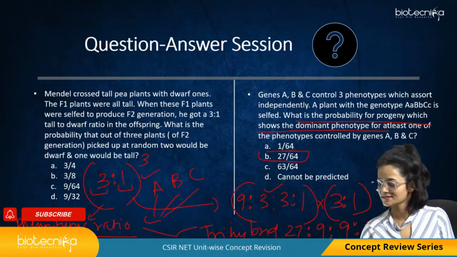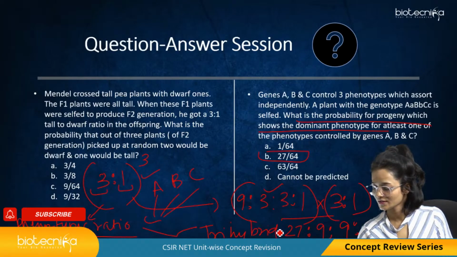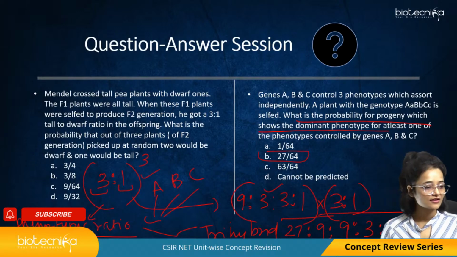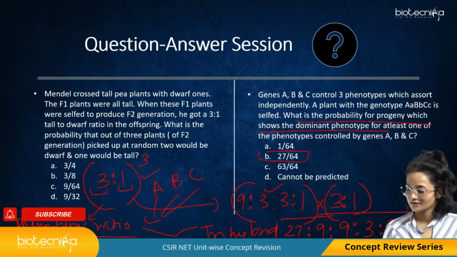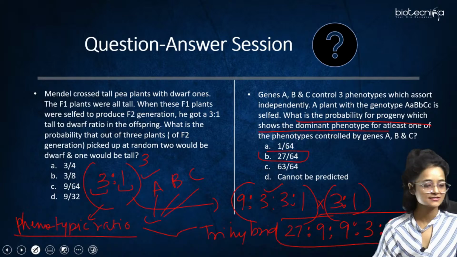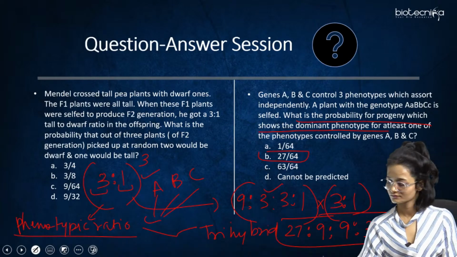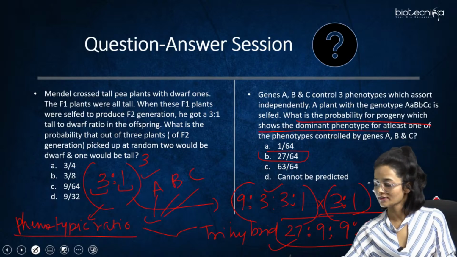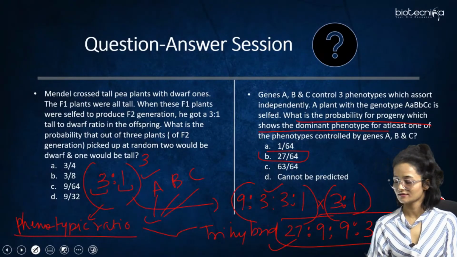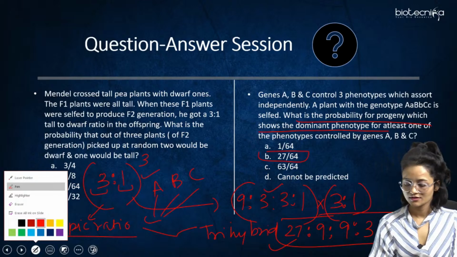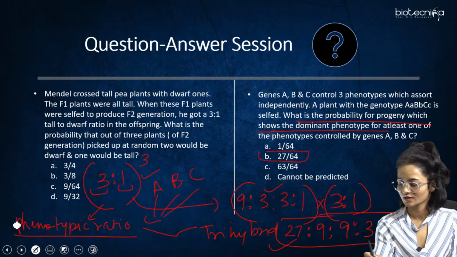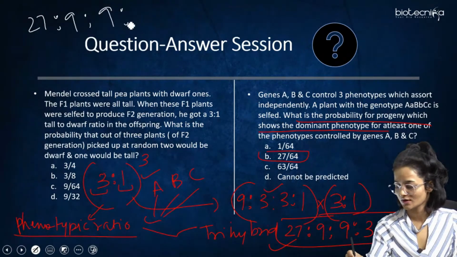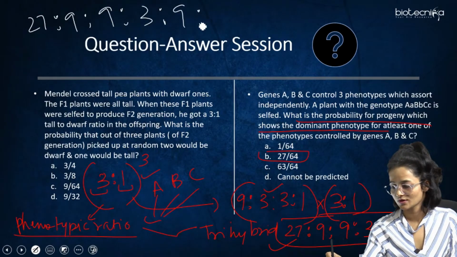9:3:3:1. This is the phenotypic ratio for the dihybrid cross. Was everybody able to understand this? Yes, this is the ratio. Now here what you can see is only one trait, right? Let me write it again. So the ratio here basically is 27:9:9:3:9:3:3:1.